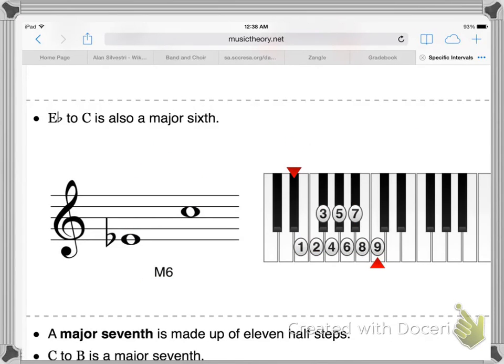E flat to C is also a major 6. 1, 2, 3, 4, 5, 6, 7, 8, 9. C is in the key, is what would be in the scale if we started on an E flat.